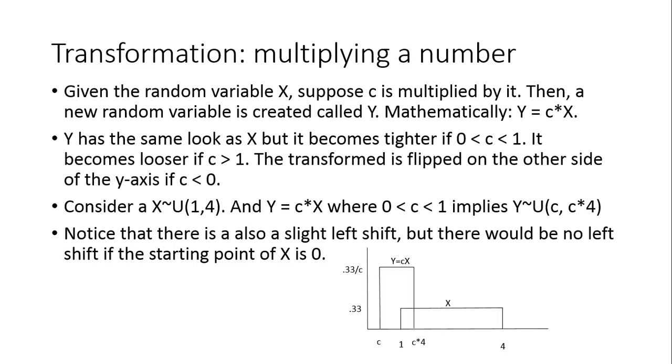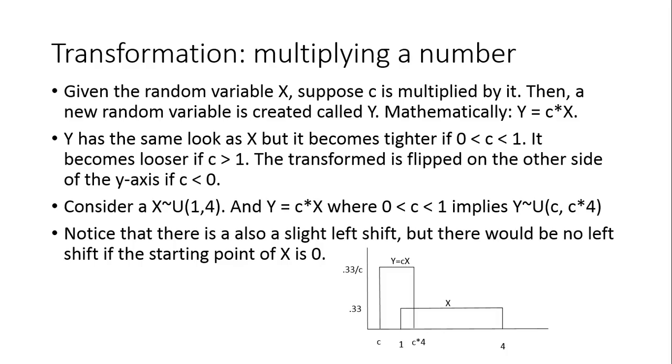Y has the same look as x, but it has become tighter. Y has become tighter, okay? If c is between 0 and 1. It becomes looser if c is greater than 1. The transform is flipped on the other side of the y-axis if c is less than 0. Okay?